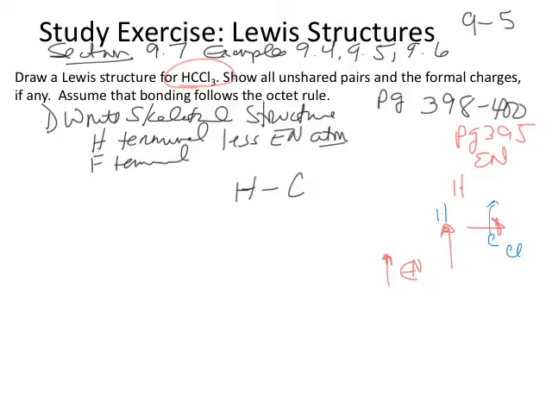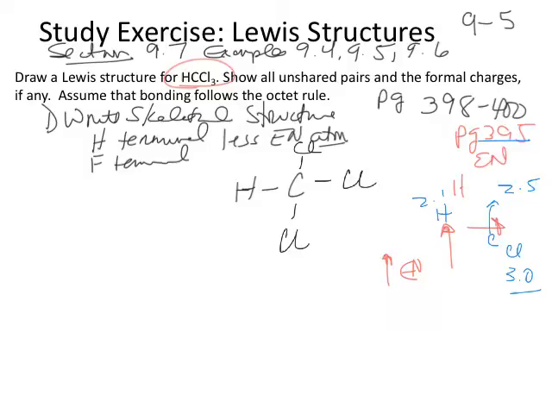So carbon, if you look at page 395, you can see the actual electronegativity is 2.5, hydrogen is 2.1, and chlorine is 3.0. So carbon is the central position, chlorine is going to be connected to the carbon, and there are 3, because you see the 3 subscript.